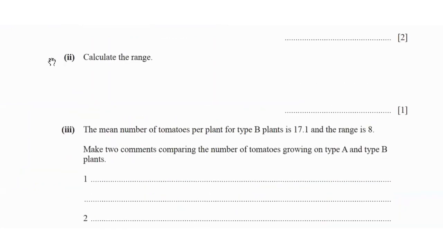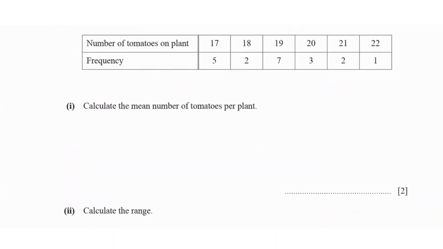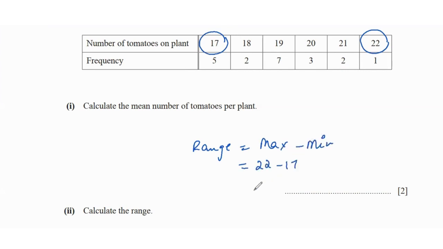Then it says calculate the range. So for the range, we look at the maximum and the minimum value of the X points. Minimum value is 17 and maximum is 22, which means our range is going to be the difference of the minimum and maximum values. That is 22 minus 17, and that equals 5. That is your answer.